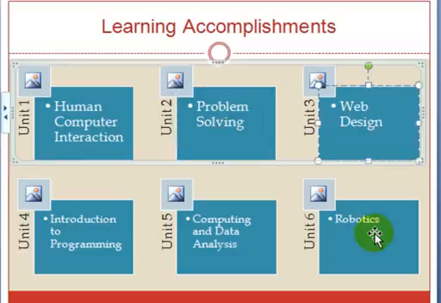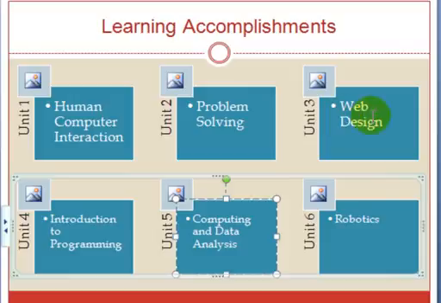Go ahead and add all the other unit names to your other units. So make sure Unit 1 is human-computer interaction, Unit 2 problem solving, Unit 3 web design, Unit 4 should be intro to programming, Unit 5 computing and data analysis, and Unit 6 should be robotics. Make sure they're in that specific order. And then once you're done, come back and we'll do a little bit more formatting so you could change the look of this a little bit.